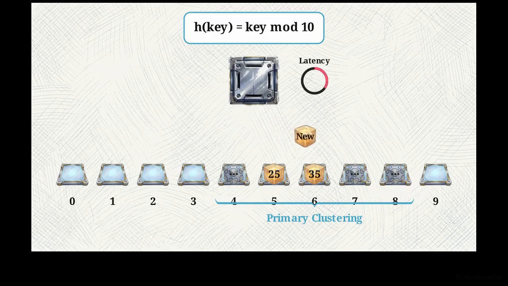If we zoom out, the downside of this method becomes clear. This creates primary clustering, where groups of filled slots form a bottleneck. Future searches must step through these entire clusters to find an empty space, slowing the system down.